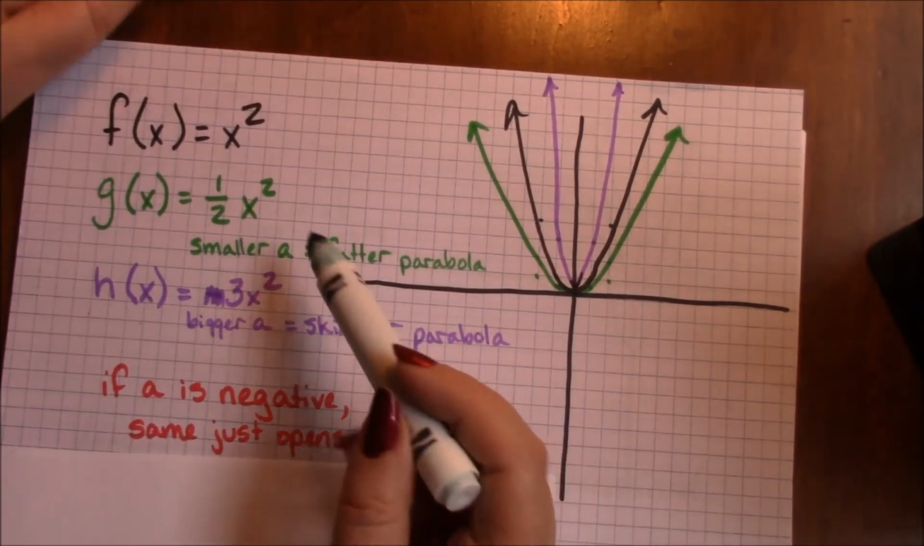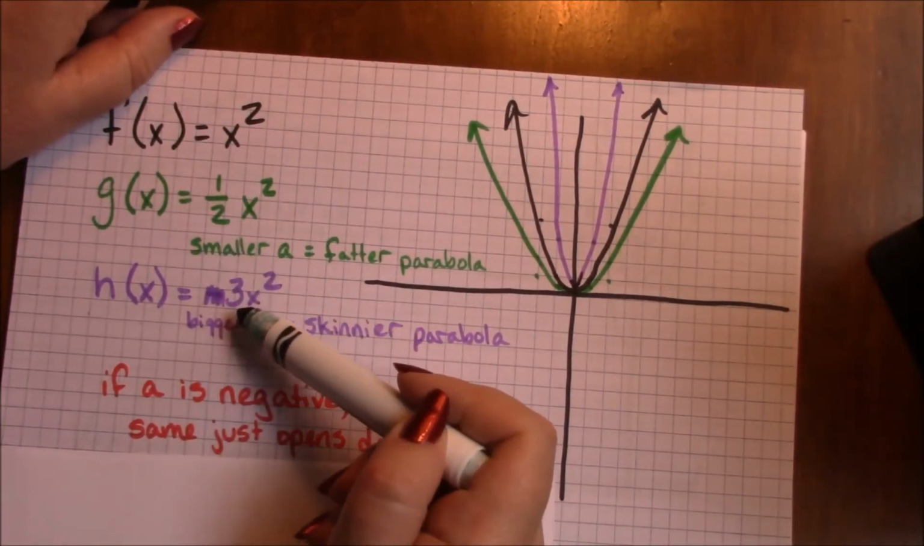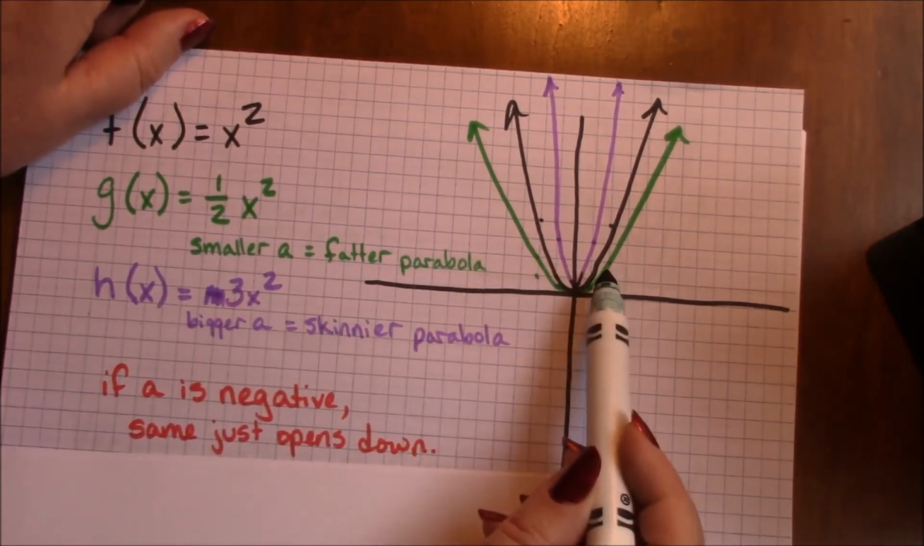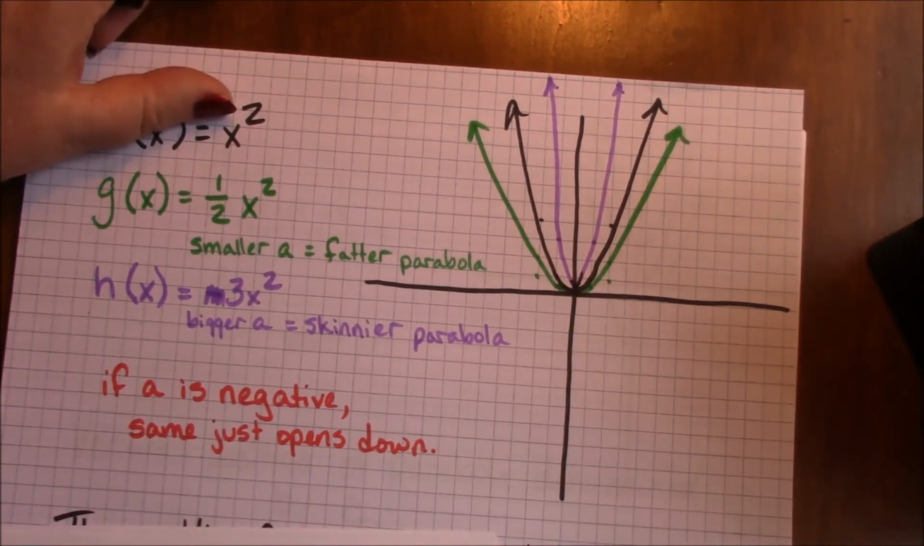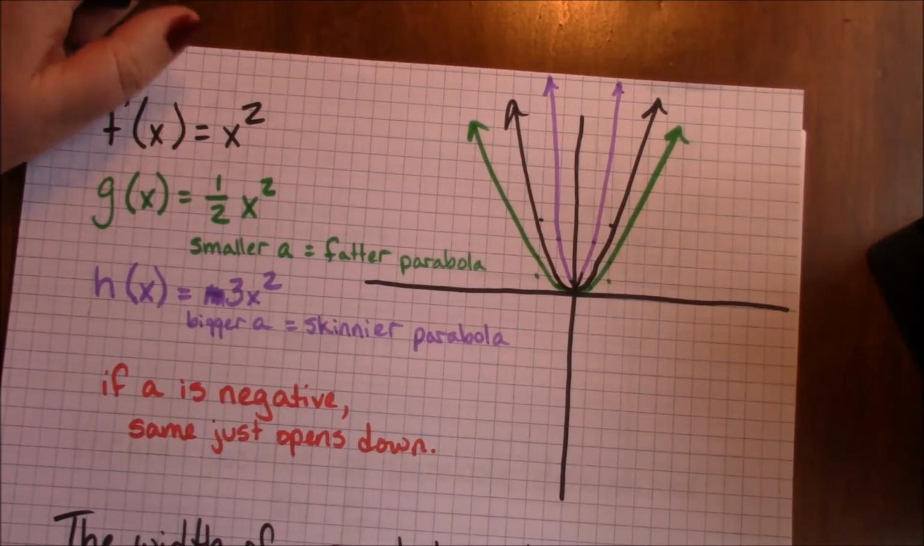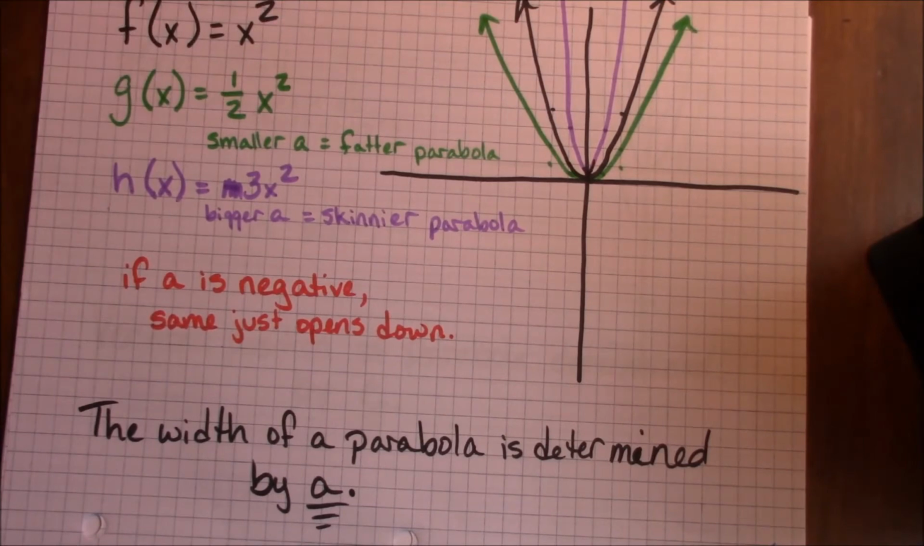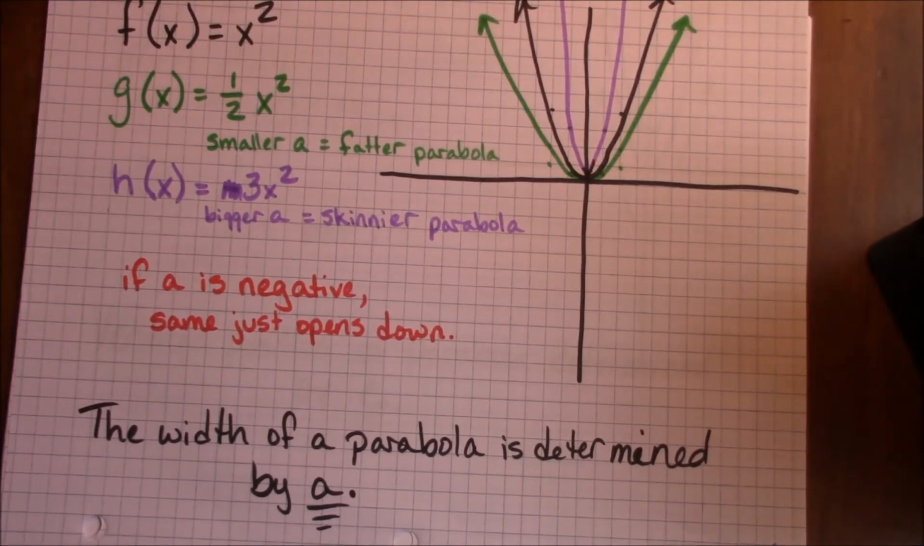So if a is negative, either -1 or -1/2 or -3, doesn't matter what the number is, the rule stays the same, it just opens down. So the takeaway you need to have with this is that the width of the parabola is determined by a. So you can just look at an equation and you can see that if it's going to be a skinny parabola or a fat parabola, or if it's going to just be 1 or -1, so it's a standard size parabola.